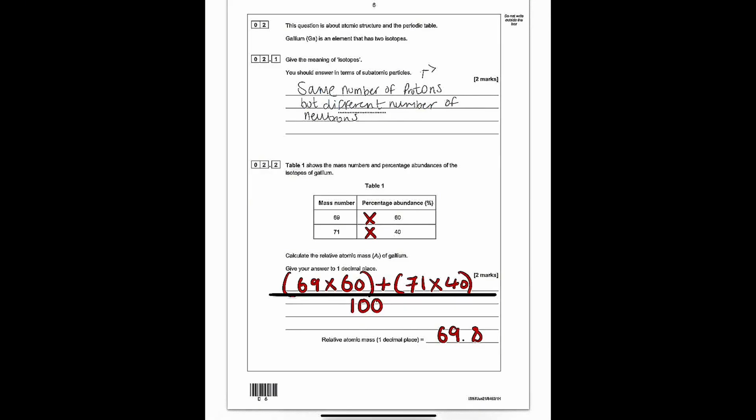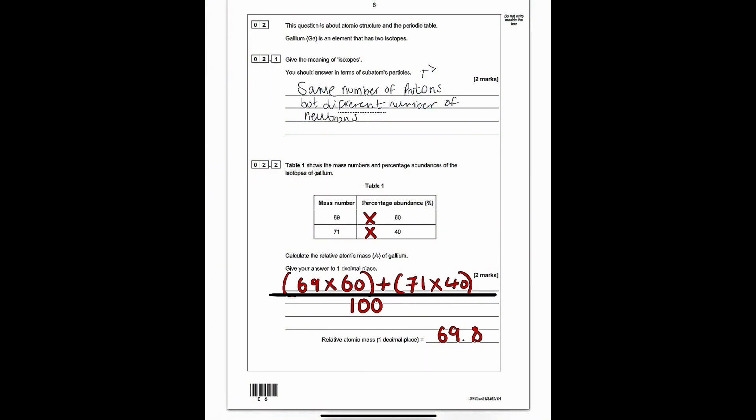You are allowed to also write down it has the same atomic number but different number of neutrons. That would also get you 2 marks. If you write down it has a different mass number, you will not get the mark. So what I've written down over here is your model answer, and I would advise you to memorize it like this. Right, let's go through question 2.2.